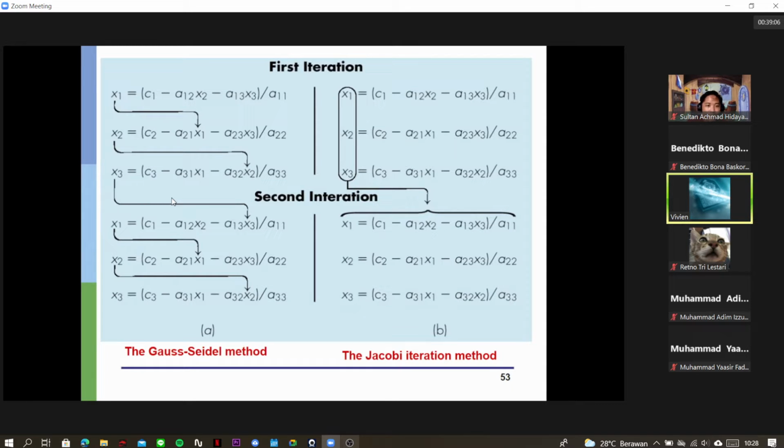Which one will generally converge faster? The Gauss-Seidel will converge faster because the updated value will be used directly. So that means we'll make the convergence faster. Now the question is, if we have the Gauss-Seidel method already, why is the Jacobian iteration still used?